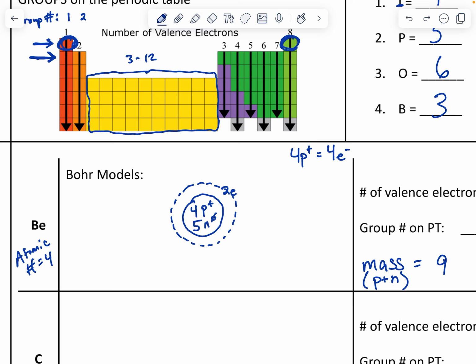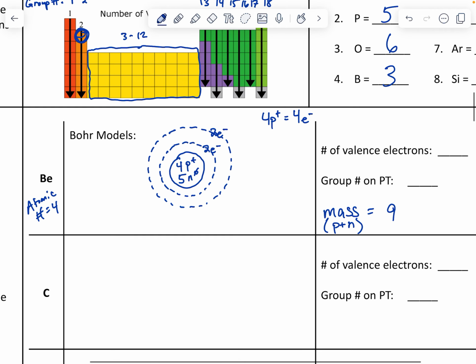And then we move on to the next row, which is where beryllium is. Because beryllium is in that second row or period, we know that we're going to need a second energy level, a second shell. And then I think, okay, well, how do I know how many electrons go there? Well, beryllium is the second element in its row, which means as a neutral atom, it will have 2 electrons in that outermost shell. And that provides us with the complete Bohr model here.